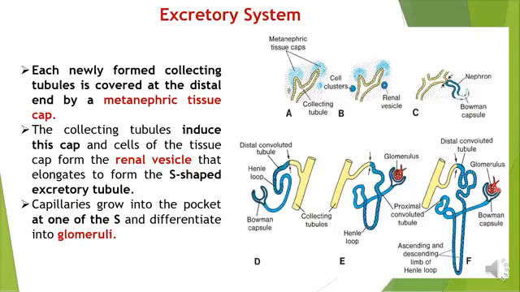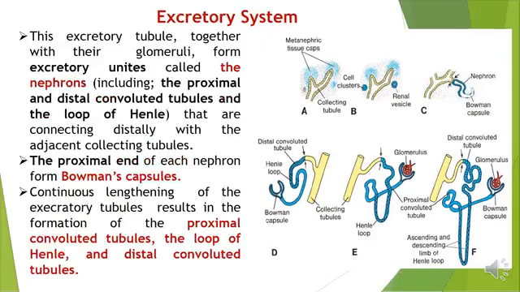Capillaries will grow into the pocket at one end of these C-shapes and differentiate into glomeruli. These excretory tubules together with their glomeruli are called the nephron or excretory unit. The nephron includes the proximal convoluted tubules, distal convoluted tubules, and the loop of Henle that are connecting distally with the adjacent collecting tubules.